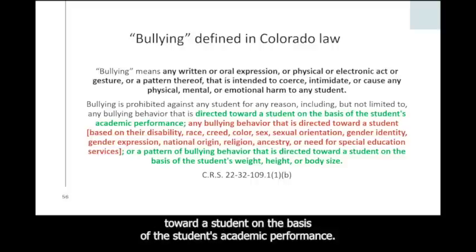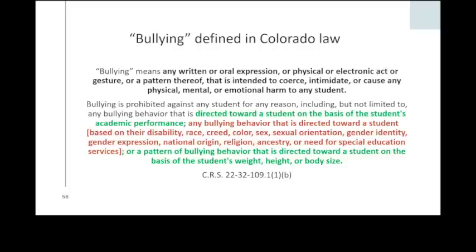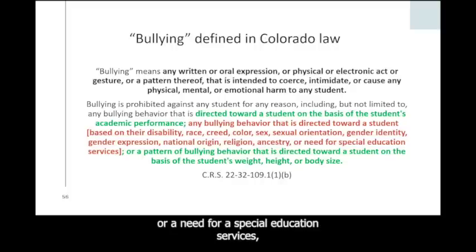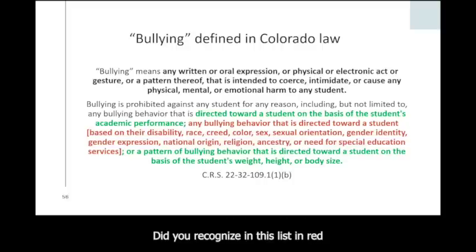Bullying behavior that's directed toward a student on the basis of the student's academic performance, any bullying behavior that's directed toward a student based on disability, race, creed, color, sex, sexual orientation, gender identity, gender expression, national origin, religion, ancestry, or a need for special education services, or a pattern of bullying behavior that is directed toward a student on the basis of the student's weight, height, or body size. Did you recognize in this list in red that starts with disability that these sounded familiar to you? Yes, these are our protected classes.